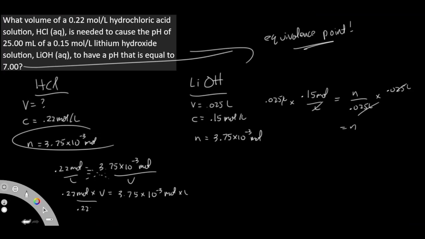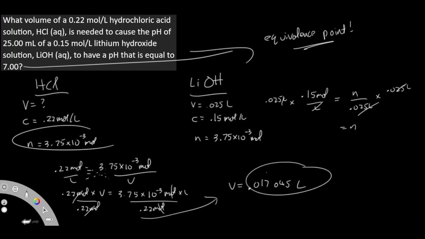Divide this by 0.22 moles. Cancel them out, do the same thing on the right side. So bring this over here. What does our volume end up becoming? Obviously these moles cancel out. You're going to be getting 0.017045 liters, okay? So if you want to convert this into milliliters, we can. So just 1, 2, 3, so you get 17.045 milliliters. That's your answer.